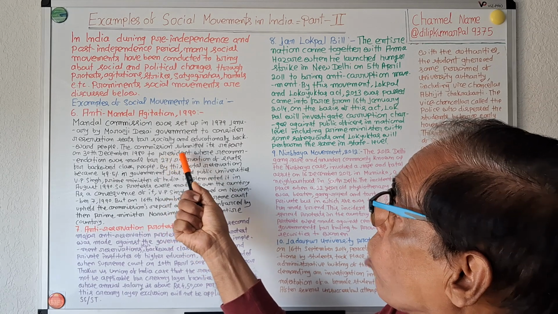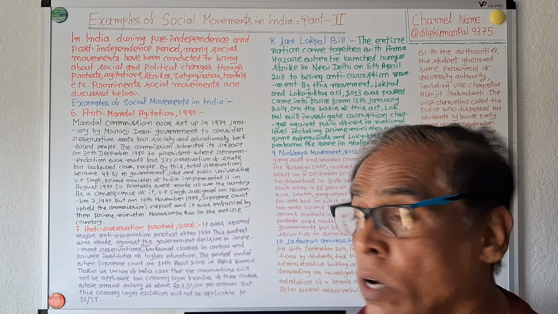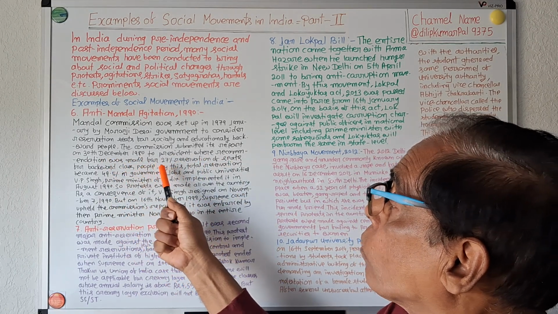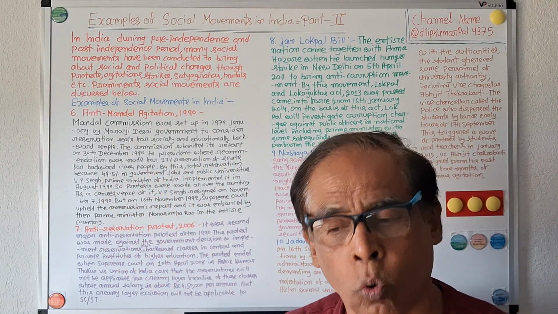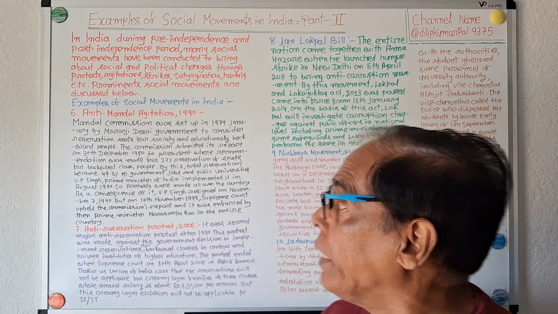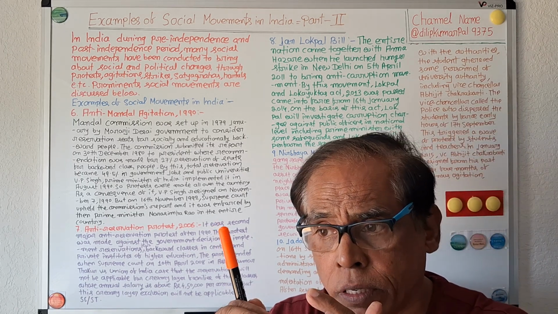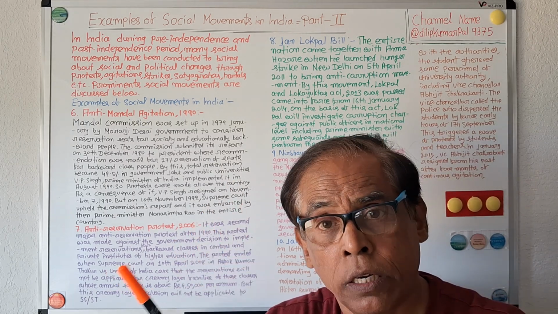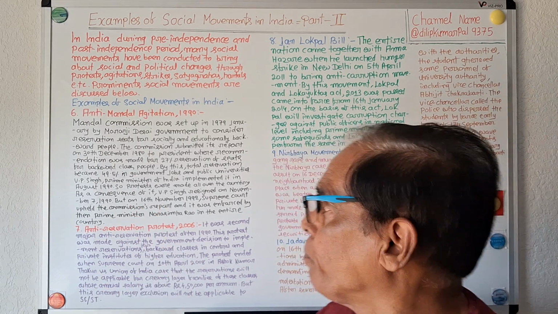The commission submitted a report on 30th December 1980 to the President, where a recommendation was made for 27% reservation of seats for backward class people. No doubt it was appointed in January 1979, but it submitted the report on 30th December 1980, suggesting 27% reservation for socially and educationally backward people.